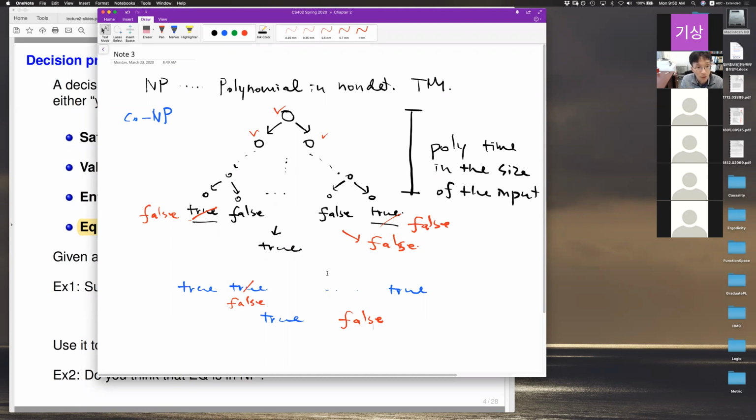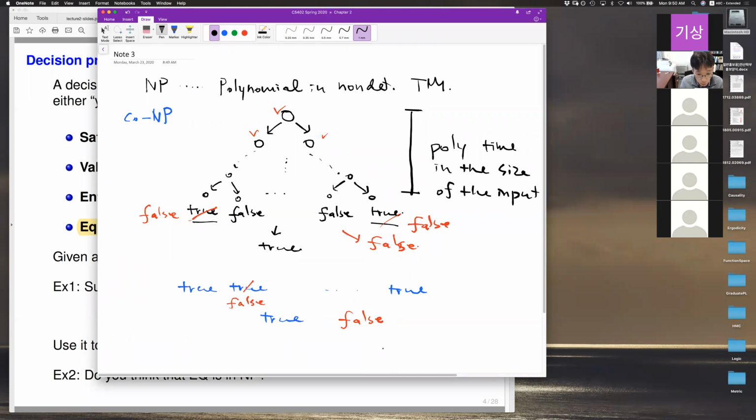NP case, if one of them returns true, the answer is true, otherwise false. Co-NP case, if all of them return true, the answer is true, otherwise false. Now, an interesting question is, if you can show NP is equal to co-NP, I think you can retire and become a very famous complexity theorist.